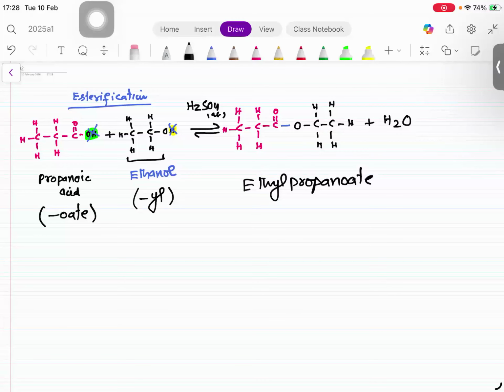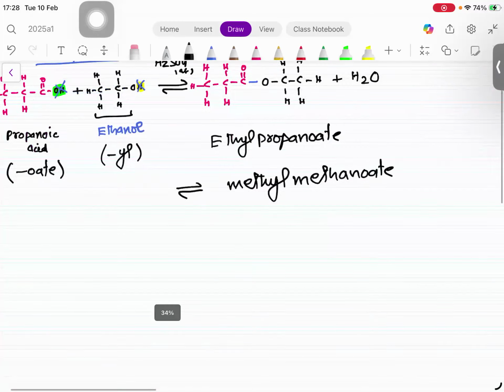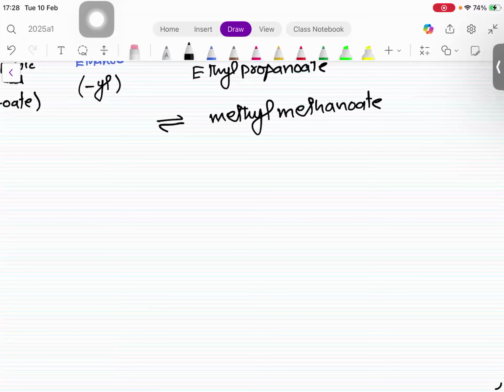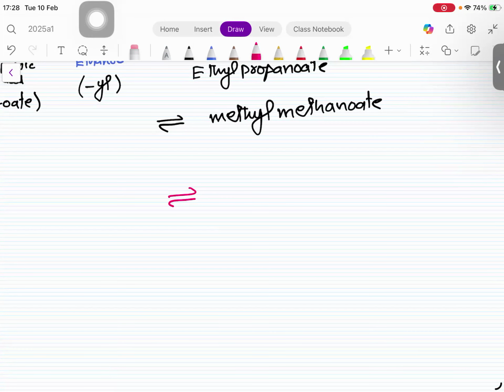Okay, now I'm going to ask you the other way around. You have to make me, please pay attention, an ester methyl methanoate. Okay, please give it a shot. First, draw the structure of methyl methanoate. Please draw the structure of methyl methanoate.